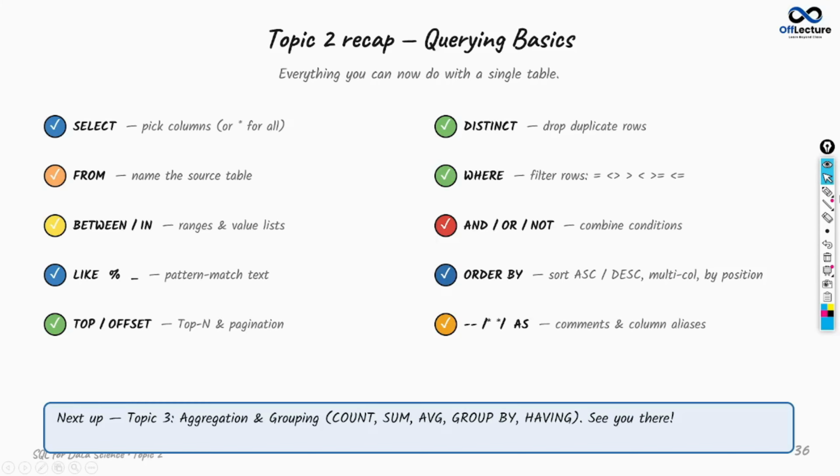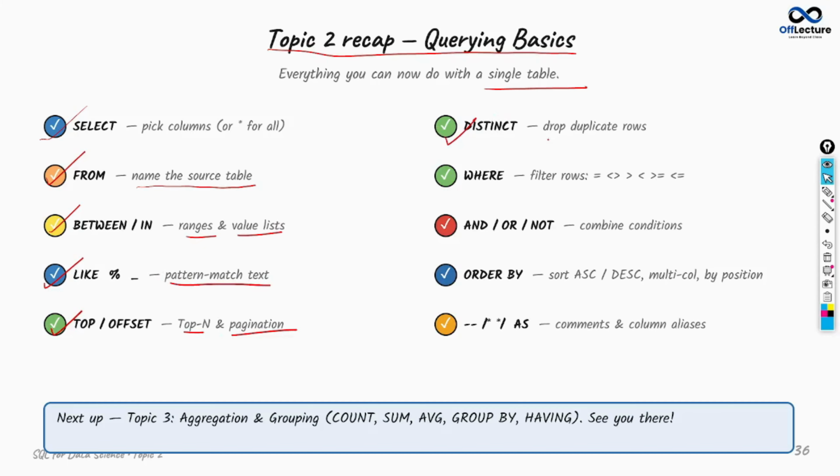So let's do a quick recap of what we did here in this topic 2, which is querying basics, like what things you can do with a single table. Select we understood, which is used to pick the columns. From is used to name the source table. Between and in are used to give the range and the value list. Like is used for pattern matching. Top and offset are used for top and pagination.